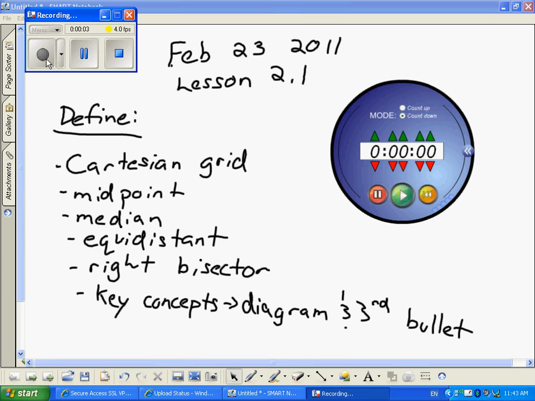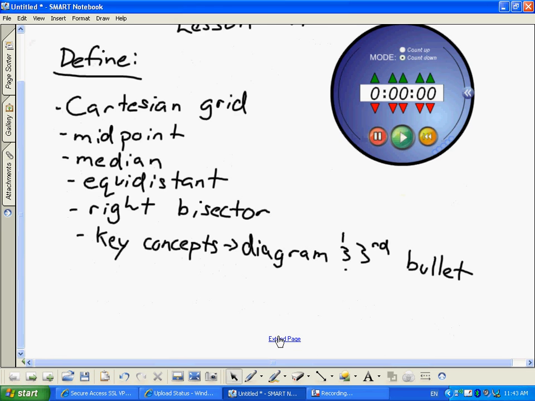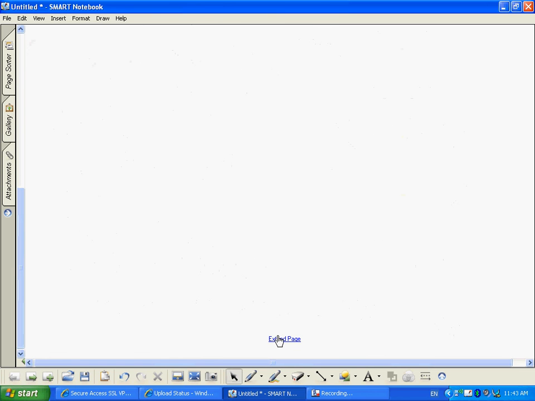23rd, 2011, and we're going to deal with lesson 2.1. So you guys were to copy down these definitions and the diagram from the key concepts. We're going to move on from there. We're going to be dealing with midpoint of a line today.